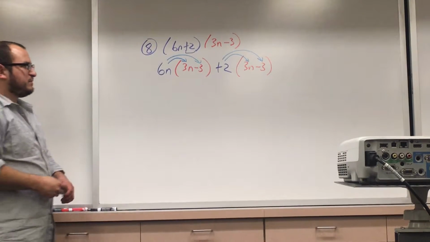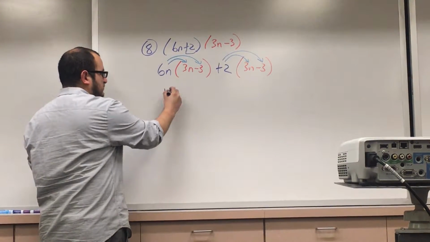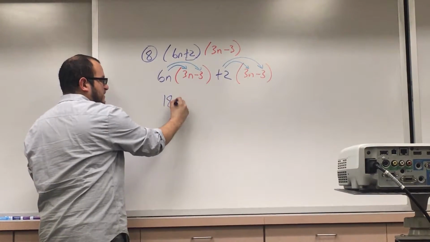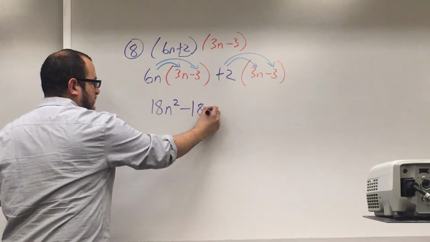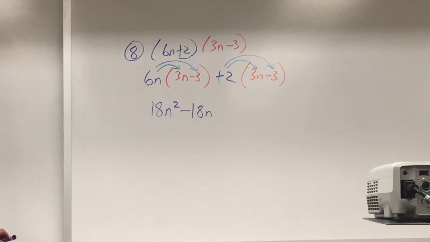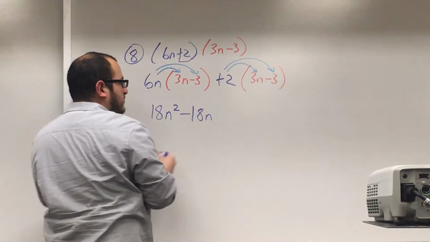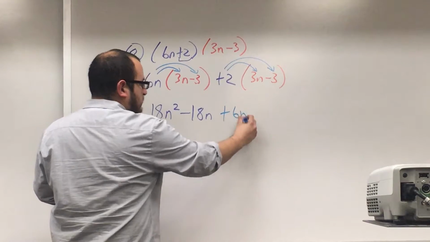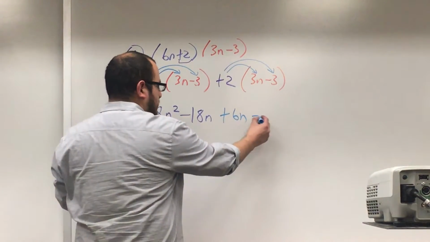All right, so let's multiply this. We get 6 times 3 is 18, n times n is n squared, 6 times 3 is negative 18. So that's what we get for the first parentheses. What about the second parentheses? It's positive 2. So 2 times 3n is positive 6n. And then 2 times negative 3 is negative 6.